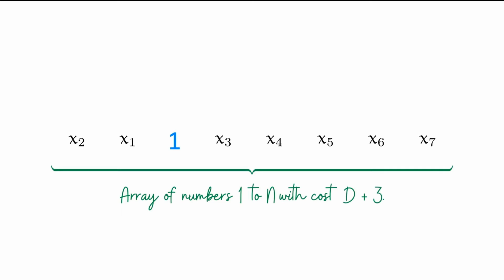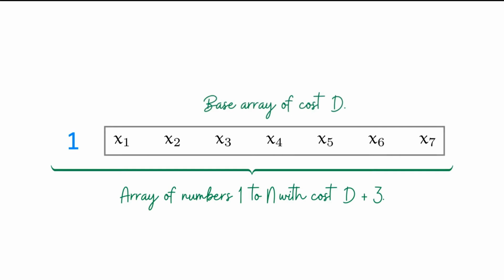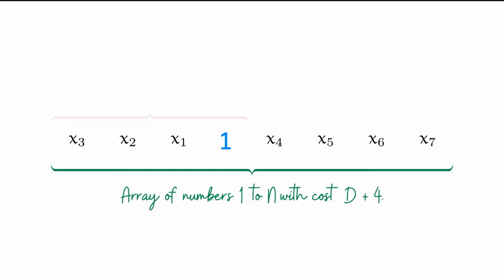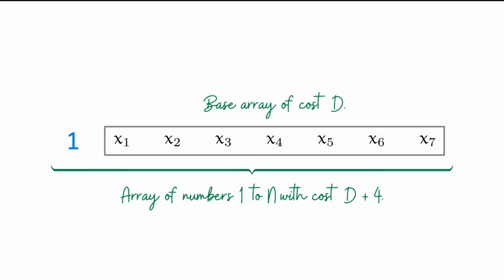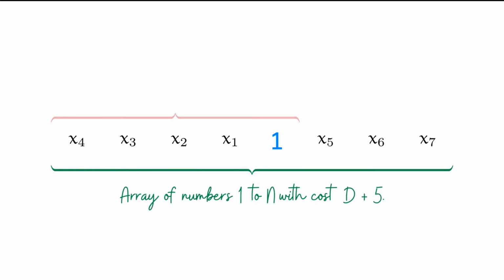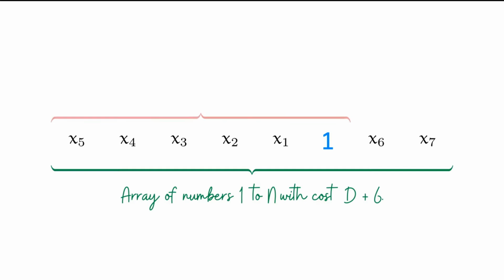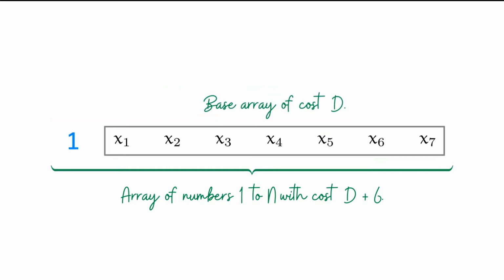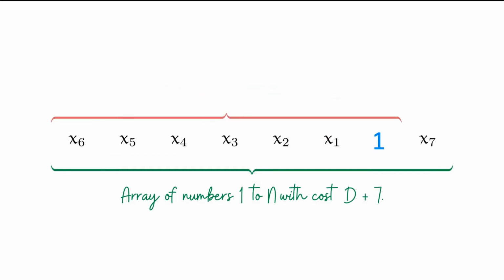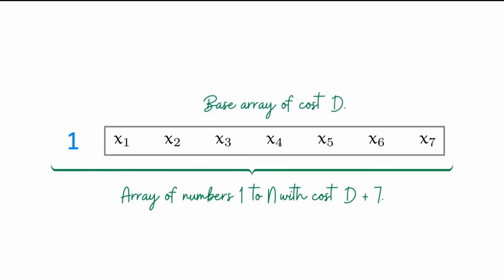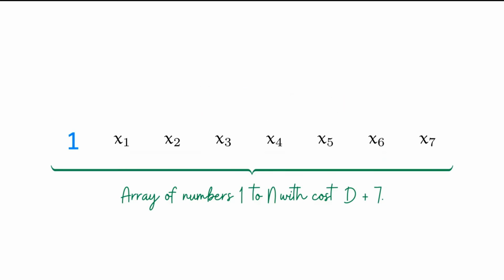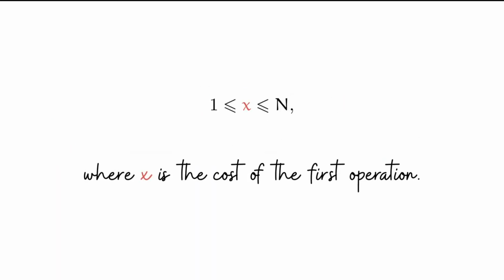Notice that in the first step, the reversal will give us the array 1, x1, x2, and so on, and that's exactly what we were looking for. Now you can probably see where this is headed. If somebody gives you a base array of numbers from 2 to n with a cost of d, then you can make use of this array to build an array of numbers from 1 to n with a cost of, say, d plus 4, d plus 5, and so on. In fact, you can do this for any d plus x for any x in the range 1 to n.